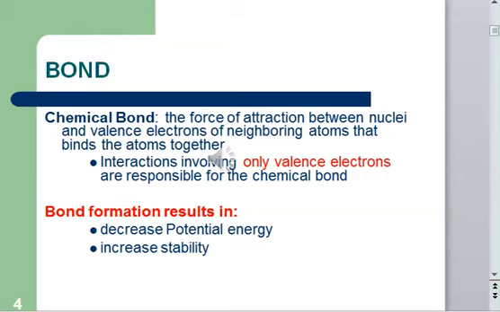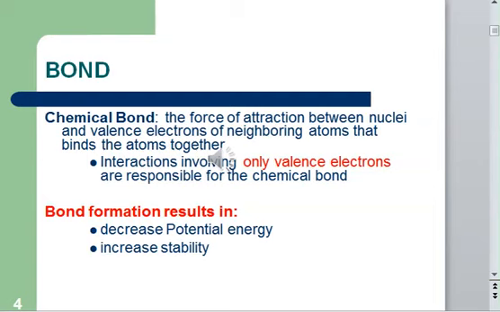Interaction between a nucleus and the valence electrons. So one nucleus of an atom attracts the valence electrons of the other atom, and the valence electrons of the other atom attract the nucleus of the neighboring atom, right? So just remember that only the valence electrons are involved in bond formation, right?